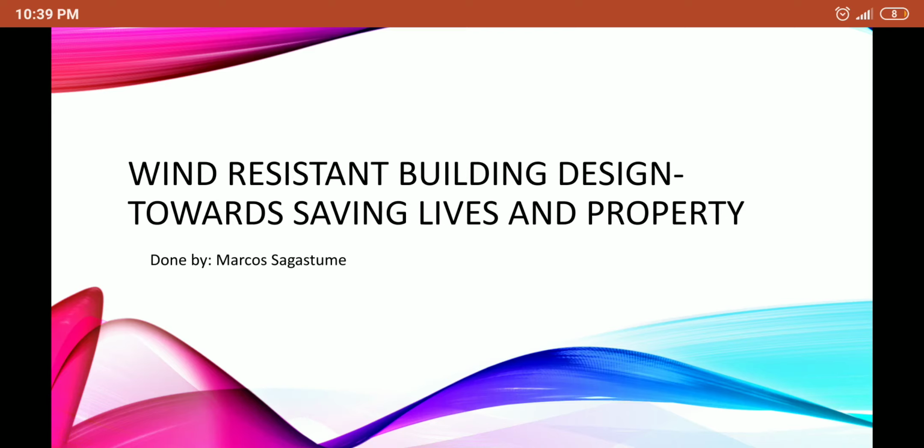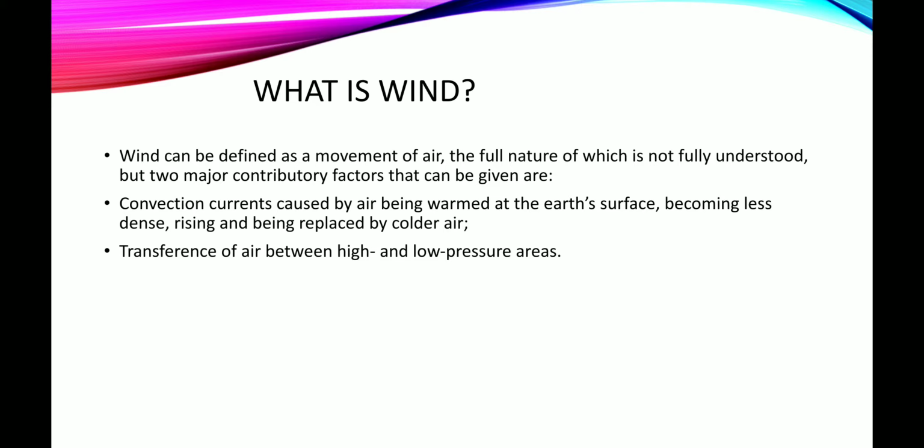So, what is wind? On the surface of the earth, wind consists of the bulk movement of air, the full nature of which is not fully understood, but two major contributory factors that can be given are convection currents caused by air being warmed at the earth's surface, becoming less dense, rising and being replaced by colder air, and the transference of air between high and low pressure areas.